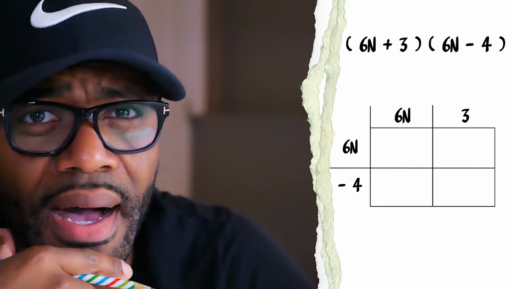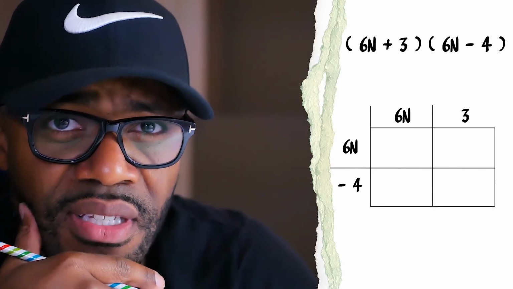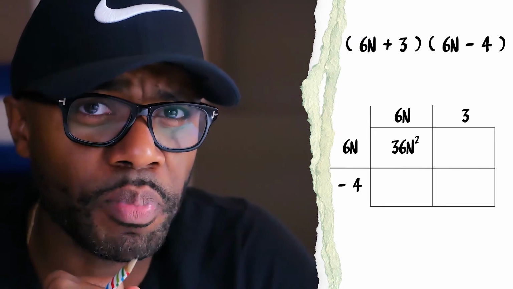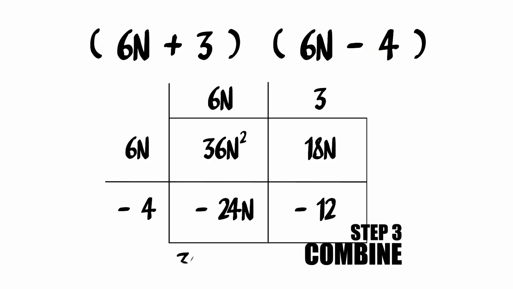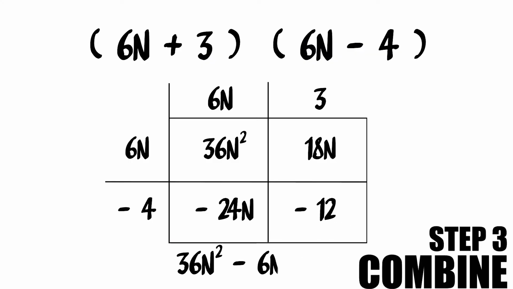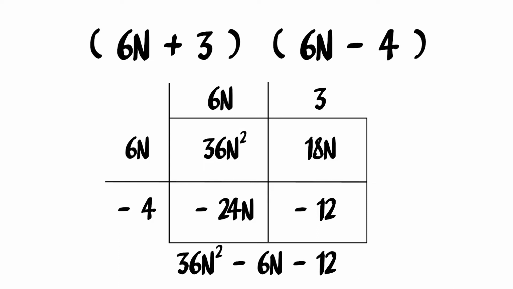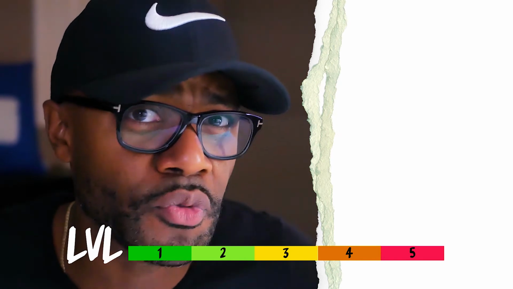If you look to my left, you'll see how it's lined up. And when we multiply through, we get 36n squared minus 6n minus 12. That's the product. Wow, that was easy. Let's try another level 2 problem.